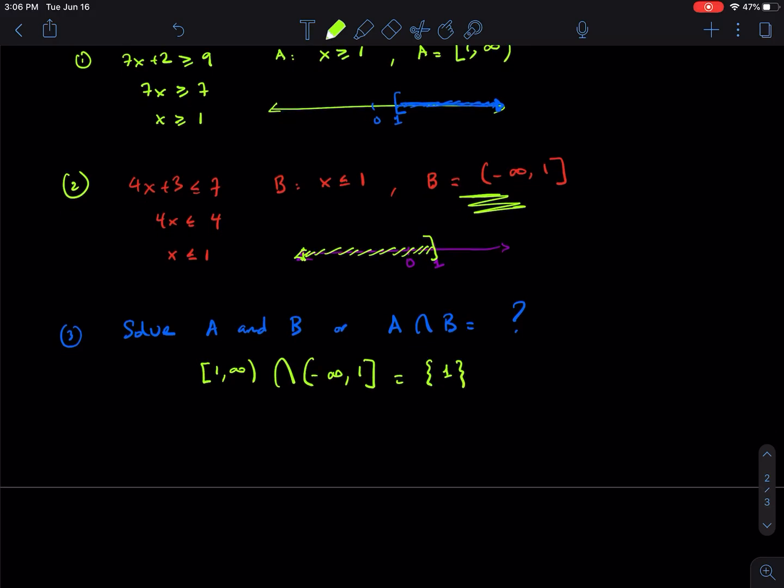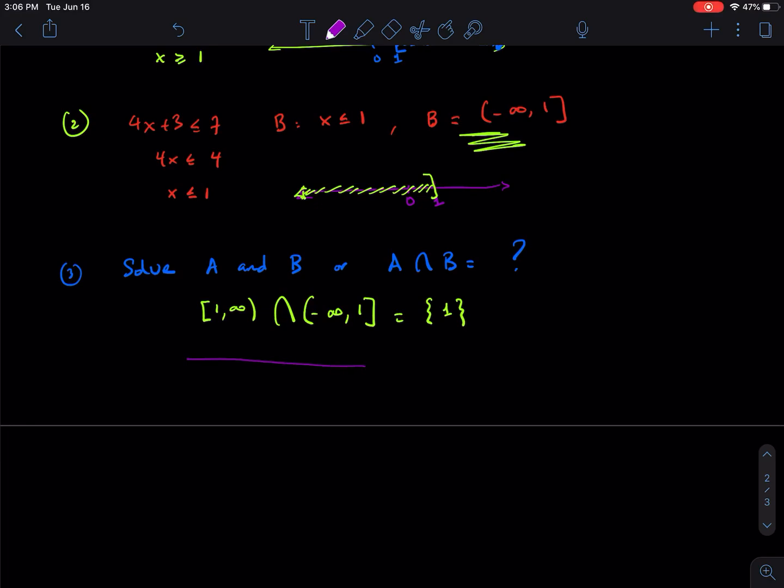Another way to see that is when you graph these two graphs. So you have 0, here's 1. And when you draw these two graphs on top of each other, you want to see what the intersection will be. Well, look at the two graphs. The only overlapping element is 1. So from there, we can say that A intersect B is just going to be 1.